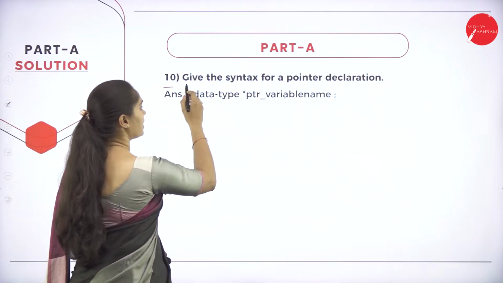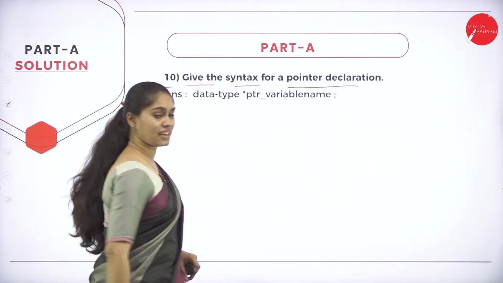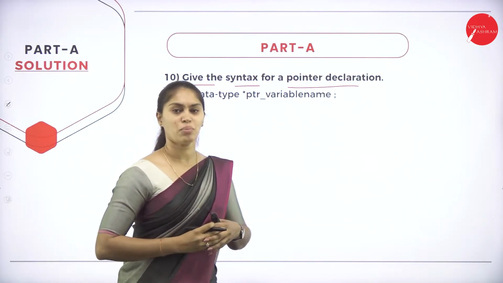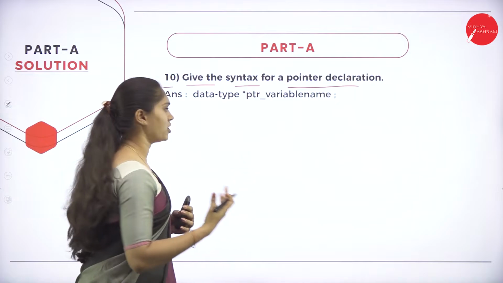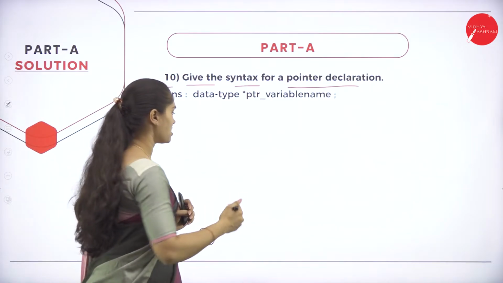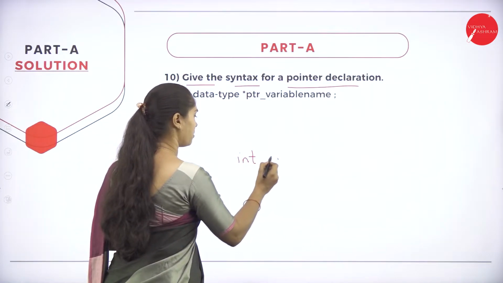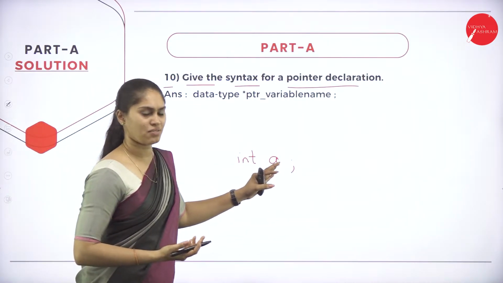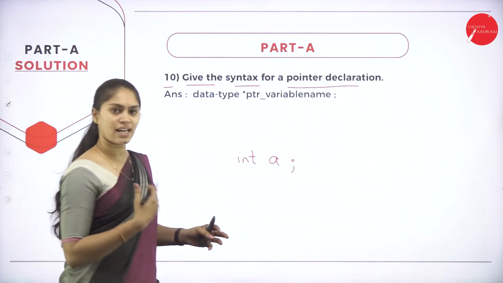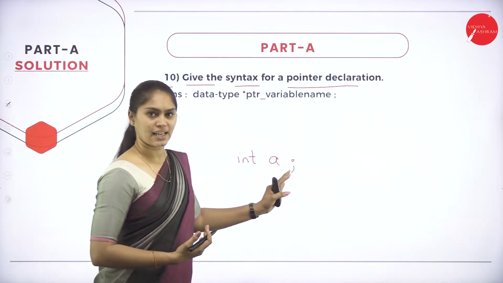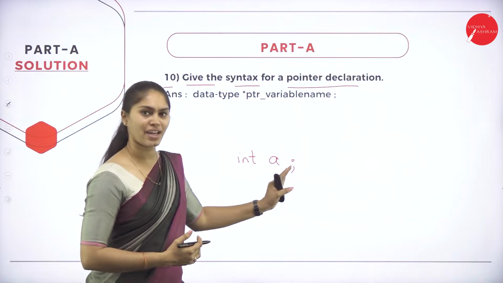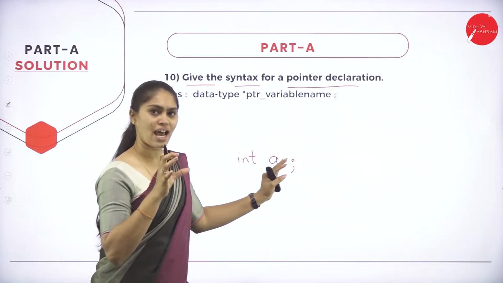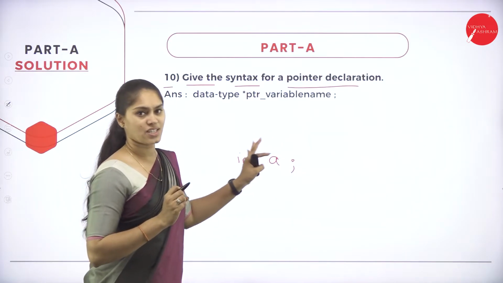Question number 10, that is, give the syntax for a pointer declaration. How are we going to do the pointer declaration? As we all know, a pointer is a variable. For example, if I wanted to declare a variable called A which is of the data type integer, I have a semicolon at the last that indicates the termination of a declaration. So here, int A. A is the name of a variable and its data type is integer. That means this A has the capability to hold integer kind of data.